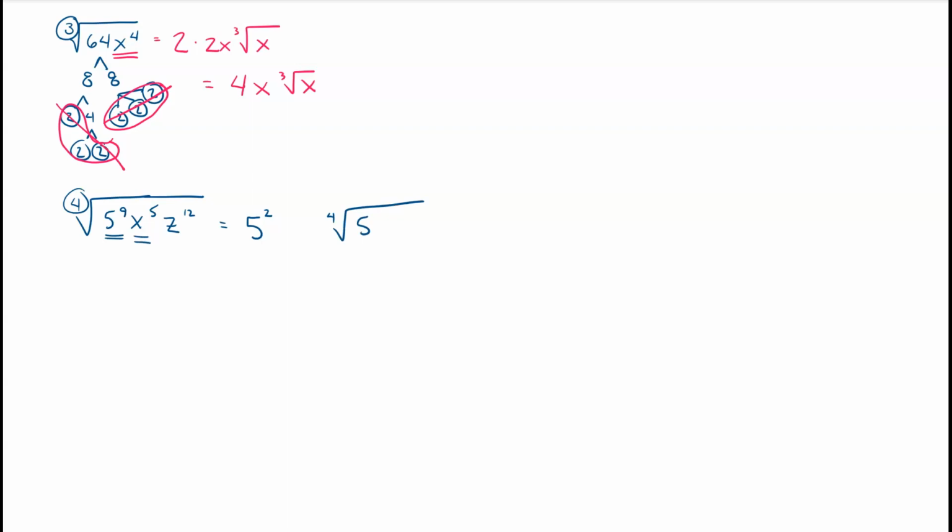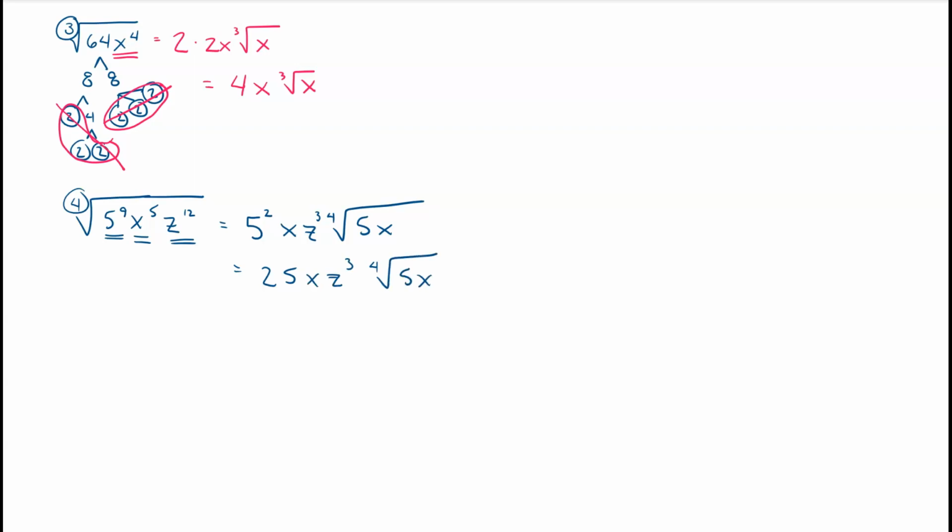And then x to the 5, I've got 1 set of 4 with 1 left over. Z to the 12, I've got 3 sets of 4 there. Your final answer would be 25x z cubed times the 4th root of 5x.